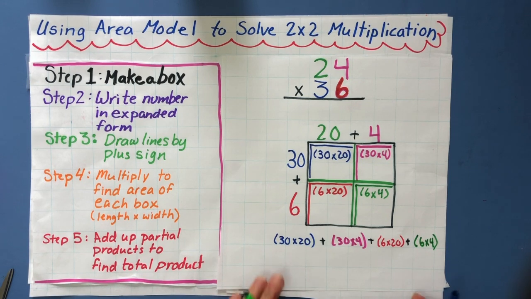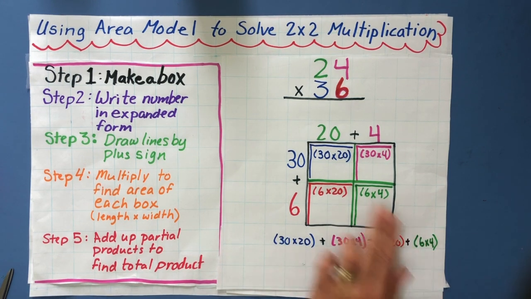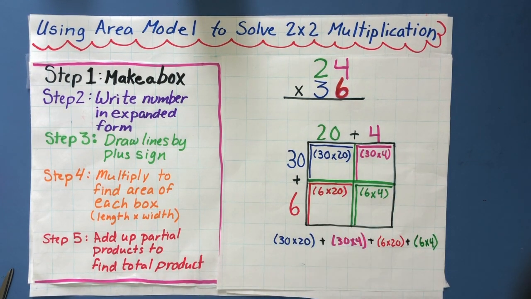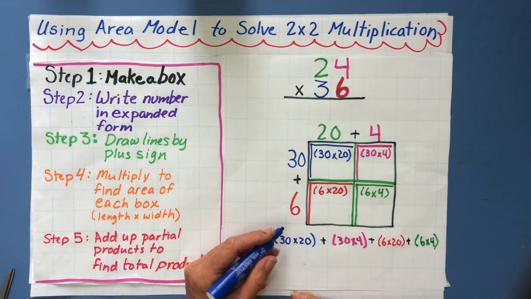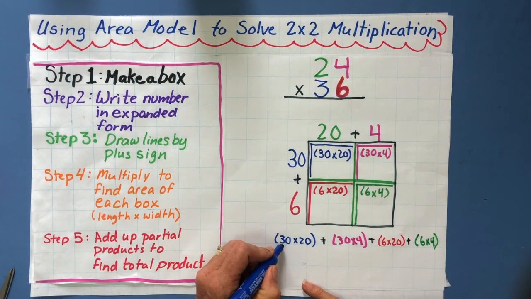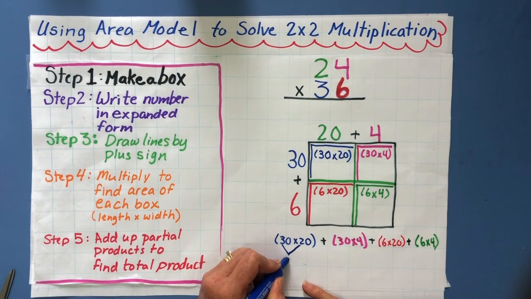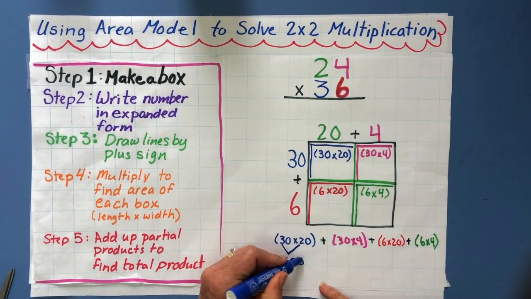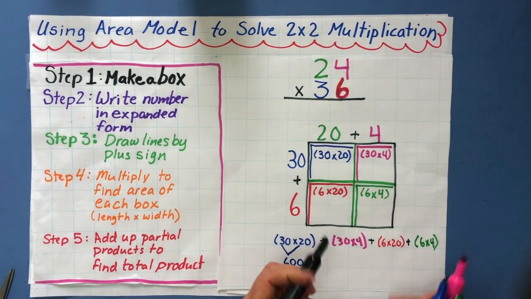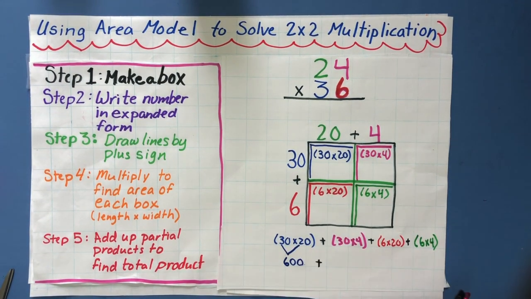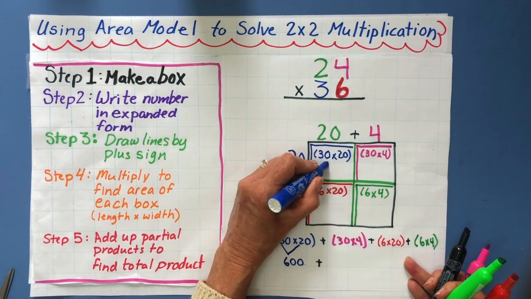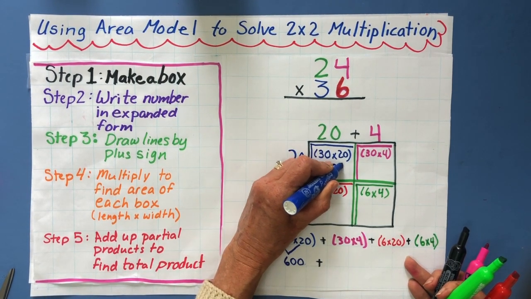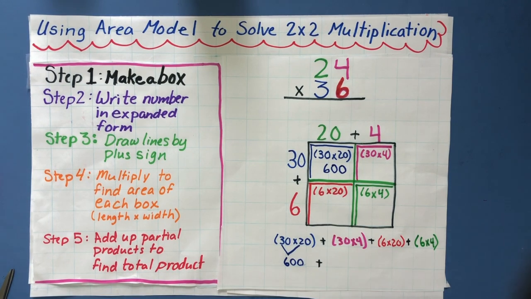Now what I'm going to do is just use counting zeros to multiply this together and this and this and this to find out what the actual areas are of each box. So the way to do that is you just do your basic facts. 3 times 2 is 6, and then I count up the zeros. 1, 2, and I write 2. I put the plus sign. And so this blue box is equal to 600. The area of that box is equal to 600.